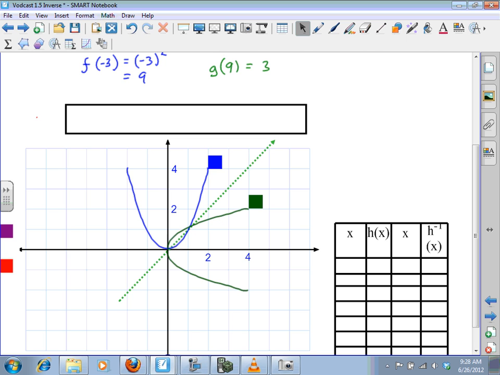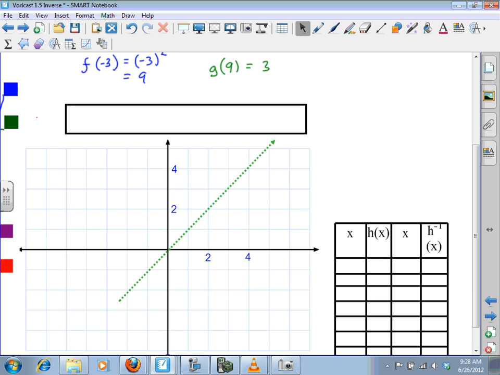Those are inverses of each other, but you can see that the green graph is not a function. So the blue one was not invertible. So you cannot call f and g inverse functions of each other. Okay, let's get rid of those. And let's look at some other functions that are invertible.